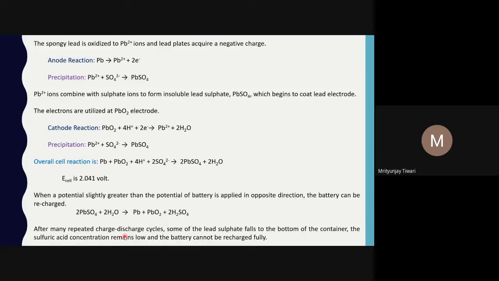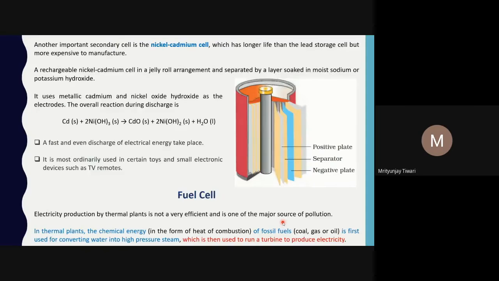After many repeated charge-discharge cycles, some of the lead sulfate falls to the bottom of the container. And once it falls to the bottom, the sulfuric acid concentration remains low and the battery cannot be recharged fully. Thus we call the battery of no use, and we replace the battery.